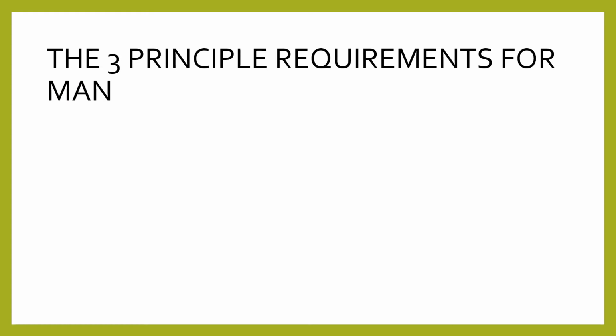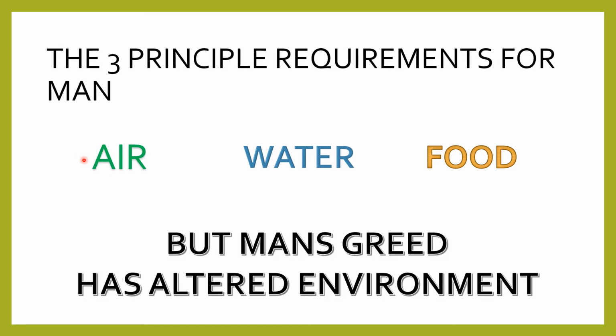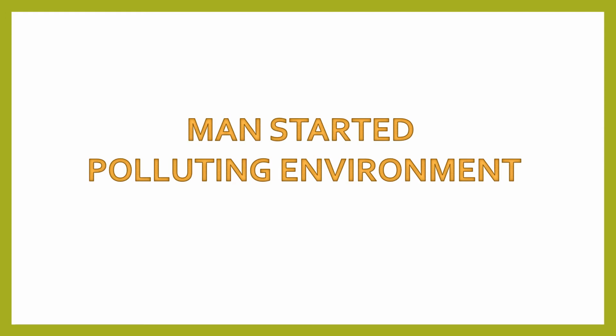Man depends on environment only for 3 needs, that is the air, water, and then food. Previously, he used to depend only for these things on the nature. But with time, the greed of man has increased, and this has finally led to alteration in the environment, which we term as environmental pollution. And so, man started polluting the environment.